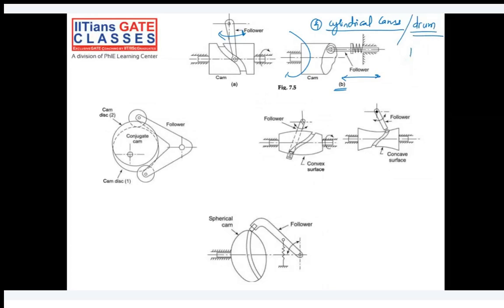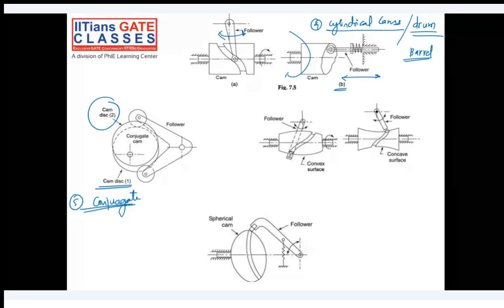All are the same words. Next one is a conjugate cam. Conjugate means in pair, right? Conjugate pair, we use this terminology in maths. Conjugate means like double disc. Whenever you have cam disc number one and cam disc number two, and we have two followers touching them, a conjugate cam is basically a double disc cam. The two discs are keyed together and they are in touch with the two followers as shown in this figure. Because of this, again, they will end up with a positive constraint.